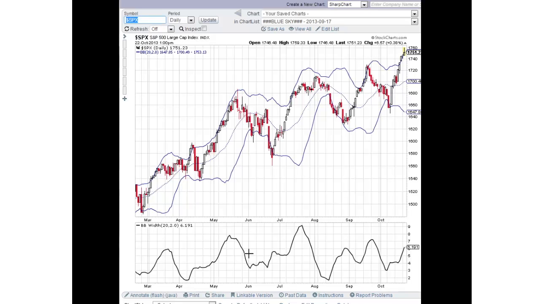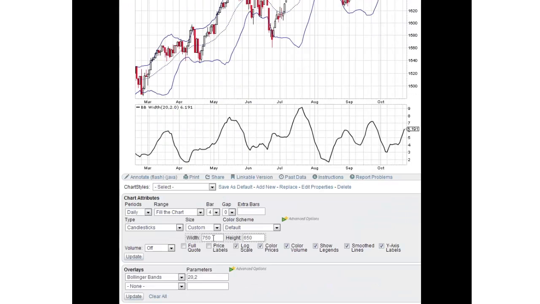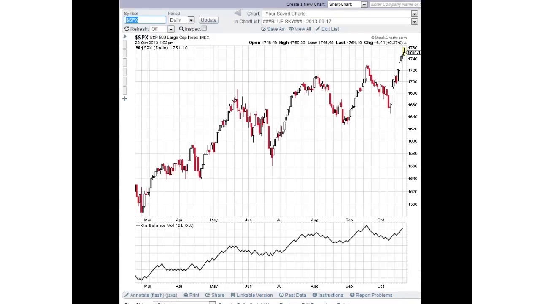So just remember, be a buyer of options when the width is low, and be a seller of options when the width is high. Now, the last indicator that we want to look at is a volume indicator called on-balance volume. So here we have a chart of the S&P 500 index again, and I've removed the Bollinger Bands, and the Bollinger Band width indicator. I've placed now the on-balance volume.